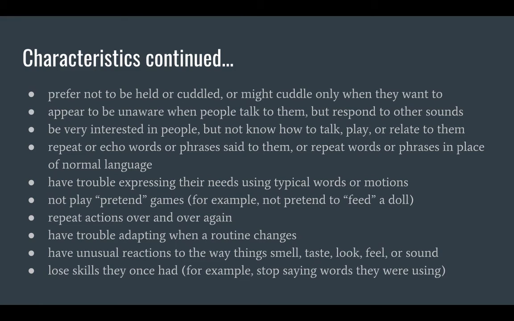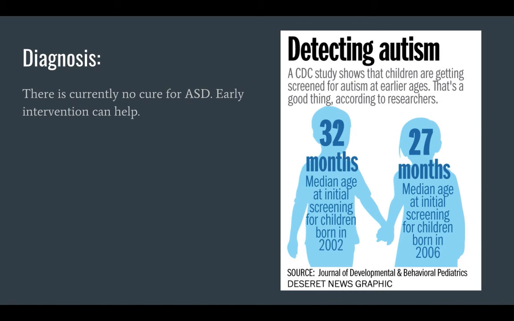They might have trouble adapting when routine changes, and they might have unusual reactions to the way things smell, taste, look, feel, or sound. And they might sometimes lose skills they once had, stop saying words they were using. And a lot of these characteristics, again, are things that a child with ASD might struggle with. Some of these things, as they get older, might become less prominent, but it's a way that they try to diagnose young children.